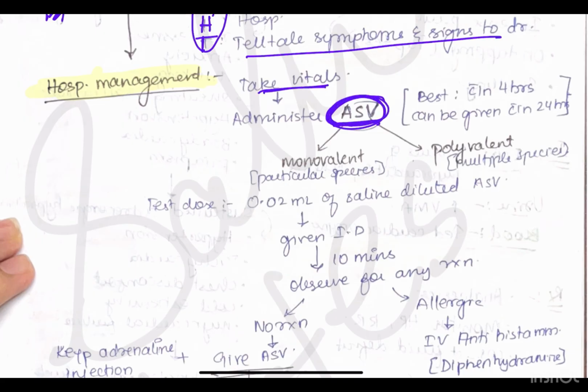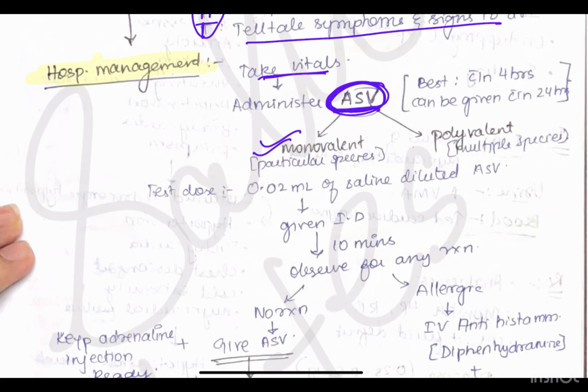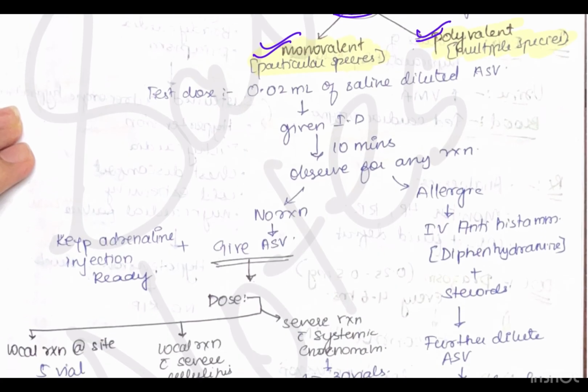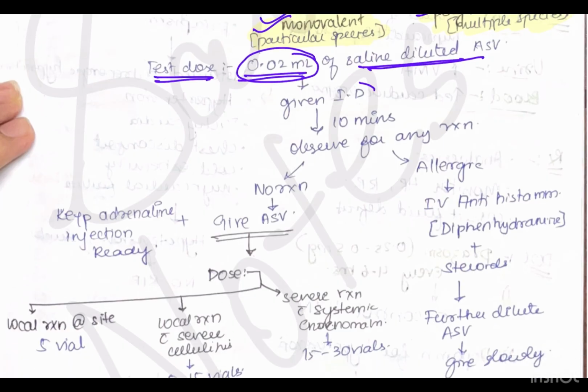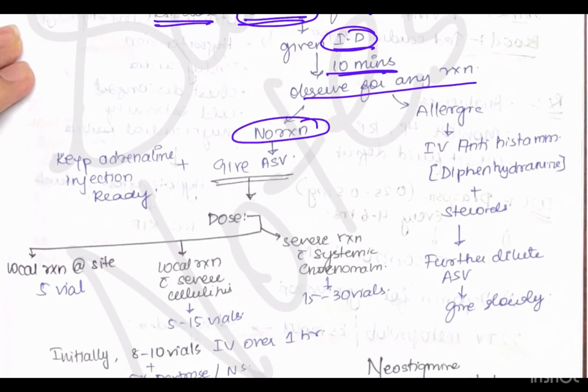Anti-snake venom is of two types, monovalent and polyvalent. Monovalent is against a particular species of snake, whereas polyvalent is against multiple species. In India, we use polyvalent anti-snake venom. Now, first we have to give a test dose of 0.02 ml of saline diluted anti-snake venom. We have to give it intradermally, and after 10 minutes, we have to observe for any reaction. If there is no reaction, we have to give the anti-snake venom.